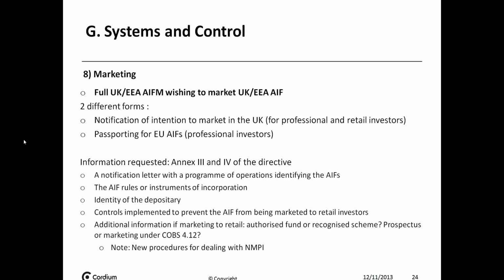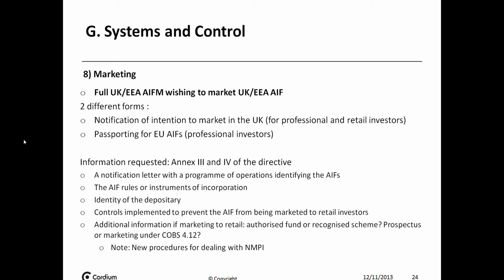So there's a couple of different permutations depending upon the facts of your business and your structure, and how one notifies the FCA of your marketing intentions. So first up, if you're a full scope UK AIFM that's marketing a UK or an EEA AIF within Europe, there are two different forms that you need to consider. The first is the notification of intention to market within the UK. Now this form is a part of the VOP pack. The notification of intention to market in the UK for either professional or indeed retail investors, that's a possibility too.